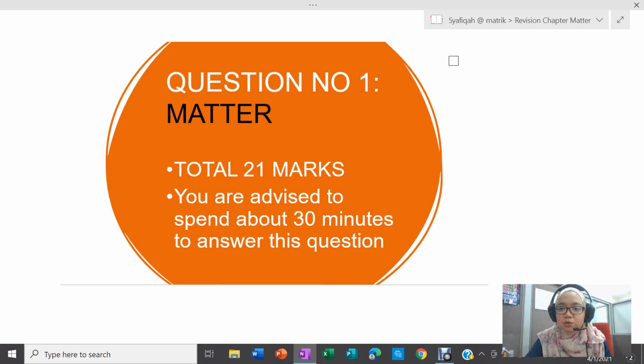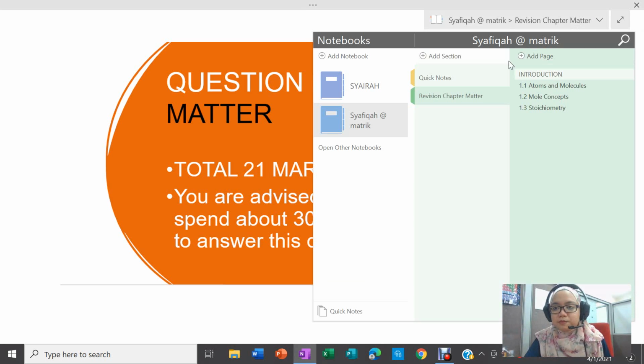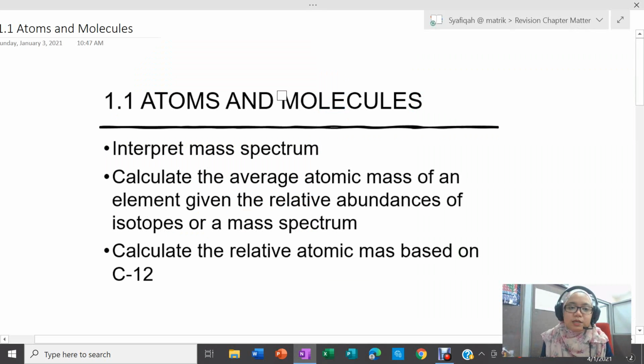This chapter consists of three subtopics. I am going to do the revision for each subtopic and guide you on how to answer each question in detail. So let's go into the first subtopic. The first subtopic is atoms and molecules.